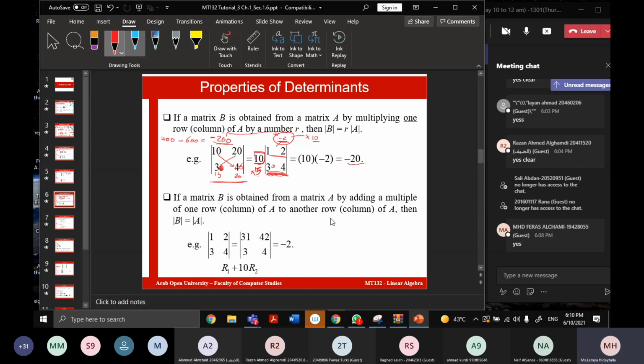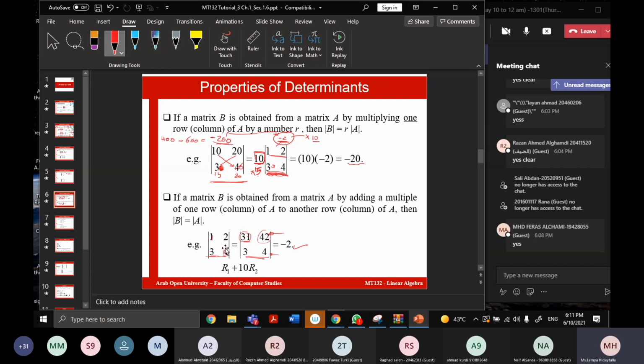Is it clear? Okay, if a matrix B is obtained from a matrix A, I have this 1, 2, 3, 4. This is the 3, 4. Now, what about this one? How did I get it? I multiplied this one by 10 and added it to this one, a row operation. So I got this one. And also I multiplied this one by 10 and added it. So I changed the first row using the second row, multiplying by 10 and then adding to the same row. Now calculate this determinant. You will find that it is the same as this one. This is minus 2 and this is minus 2. So if a matrix B is obtained from a matrix A by adding a multiple of one row of A to another row of A, then they will have the same determinant.